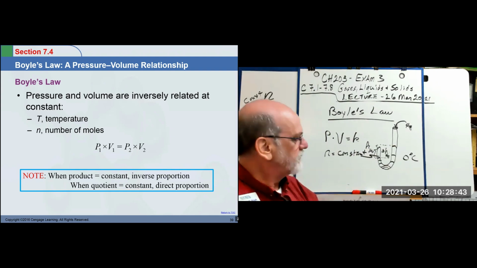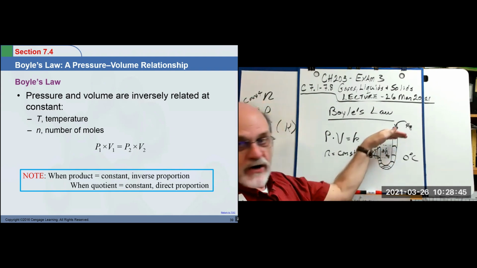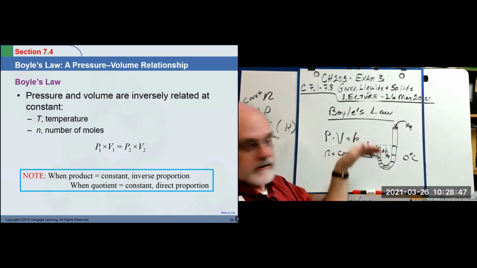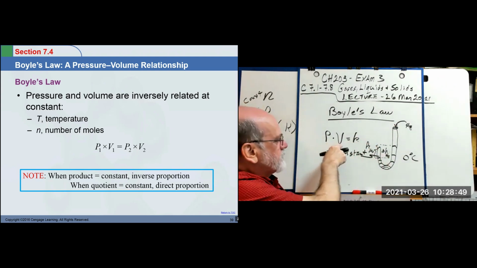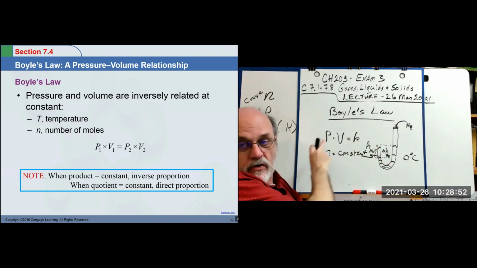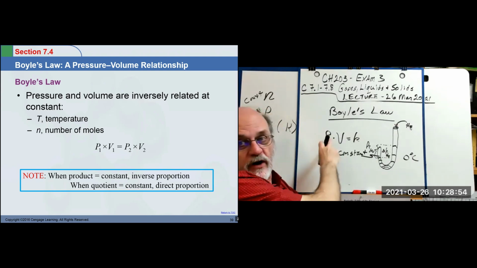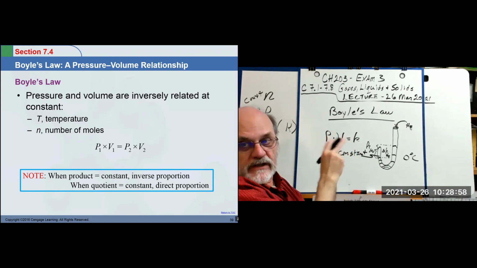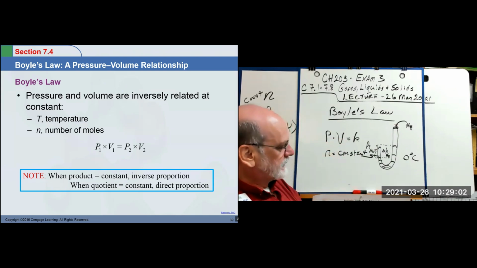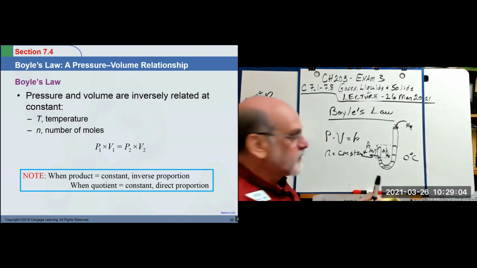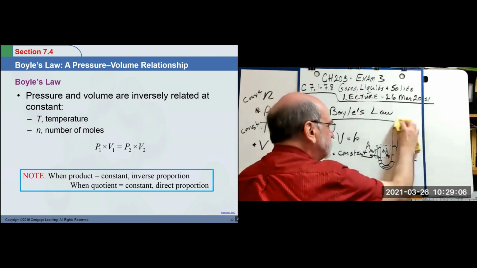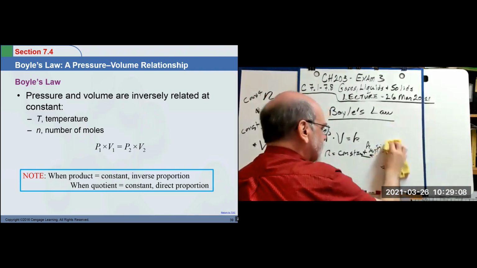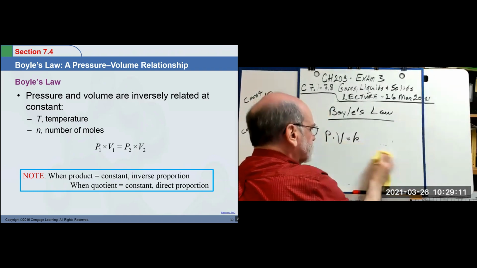And he noticed that as the pressure increased, the volume decreased, right? Pressure increases, volume decreases. Whenever you get a product of two variables equal to a constant, these variables are related inversely. As one goes up, the other has to go down. Okay, so that was Boyle's experiment. And this was the result.